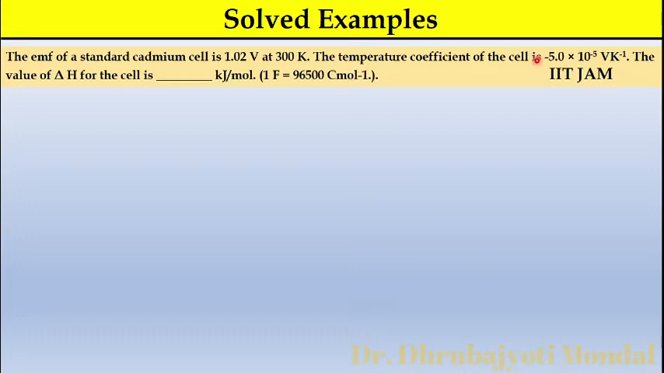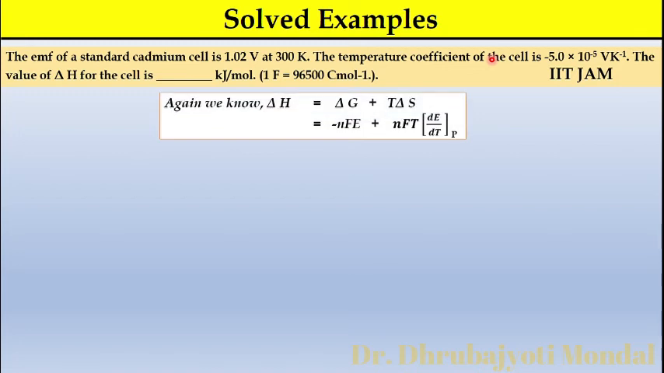So here the temperature coefficient is given, and you can see the temperature coefficient is negative. That means with increase of temperature, the electrode potential of the cell decreases, and the EMF of the cell is given, equal to 1.02 volt. Okay, cadmium cell. And remember, for the cadmium cell, the number of electrons changed n is equal to 2.